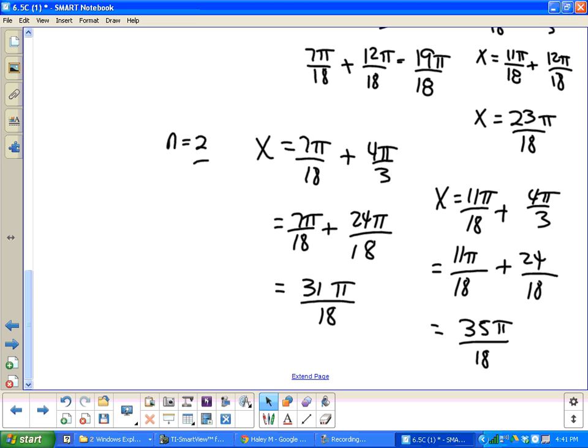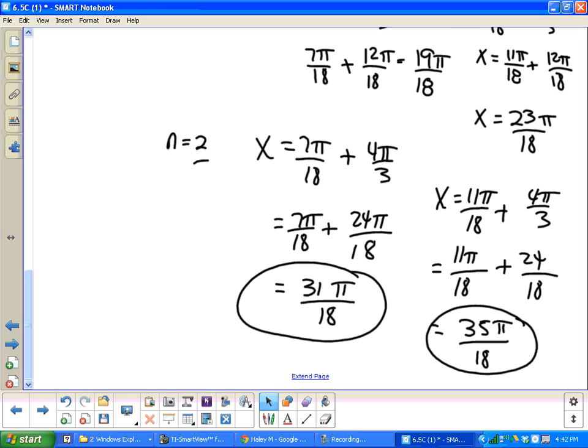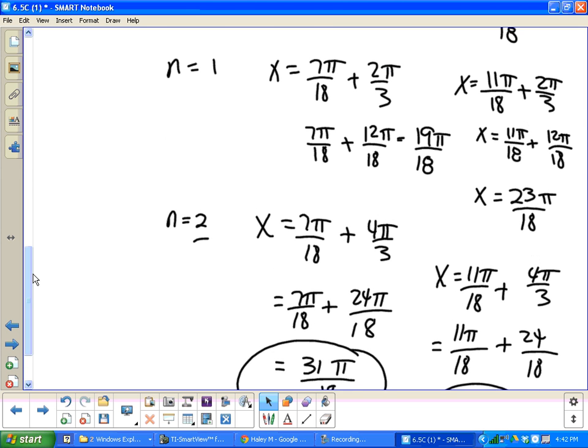Now notice anything that's going to get bigger than that is going to be too big. So I'm going to stop right there. You could let n equal 3, but you're going to get way too big there. So we circle all of these answers here. All right, so we got 35 pi over 18, 31 pi over 18, 23 pi over 18.